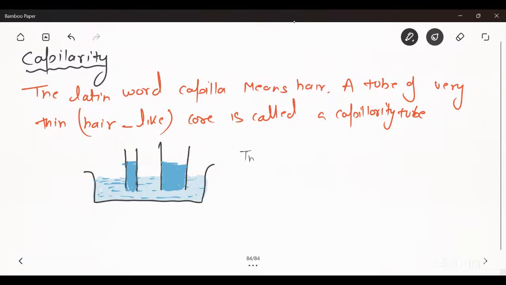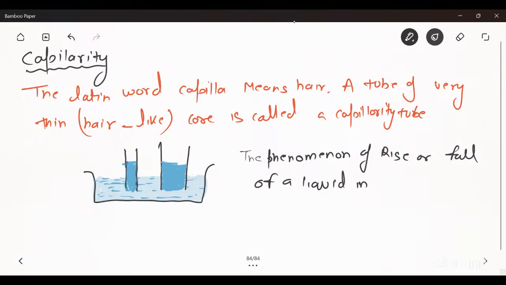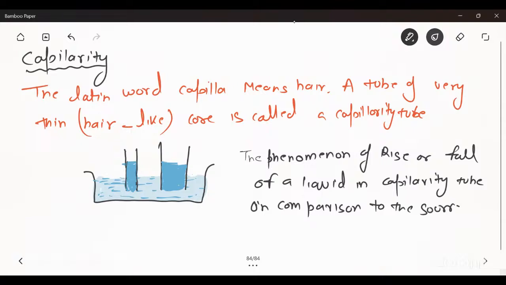Okay. So the phenomenon of rise or fall of a liquid in a capillary tube, in comparison to the surrounding, is called capillarity.